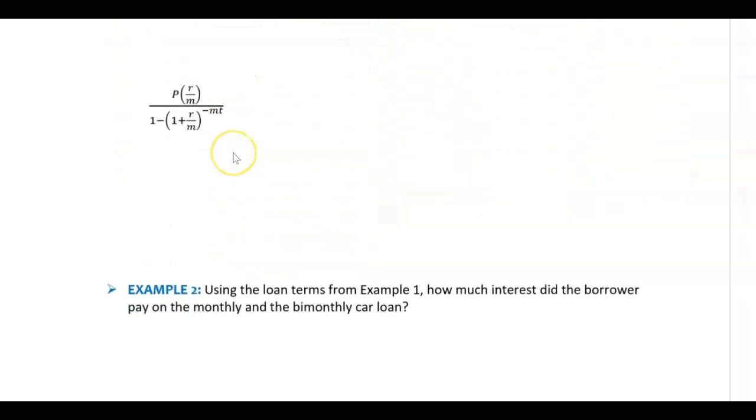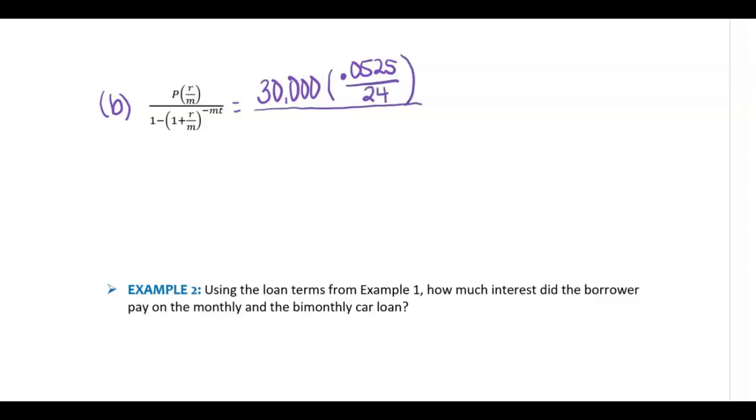Part B. For our bi-monthly, again, P is going to be $30,000. Our rate is 0.0525. Here M is 24 because there will be 24 payments within a year, divided by 1 minus the quantity 1 plus 0.0525 divided by 24, all raised to the negative M, which is 24, times T, which is 6 power.